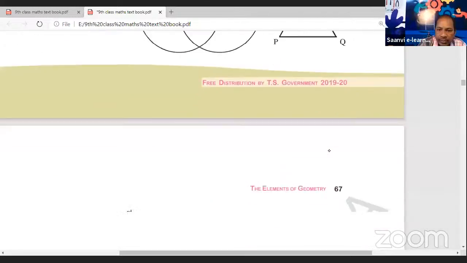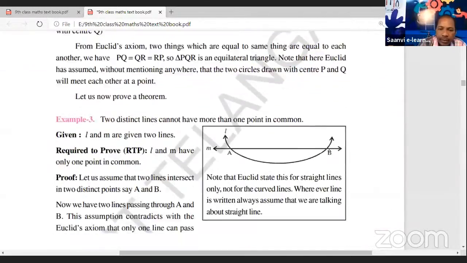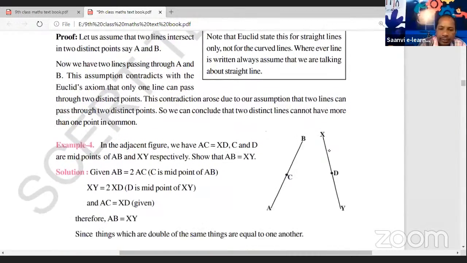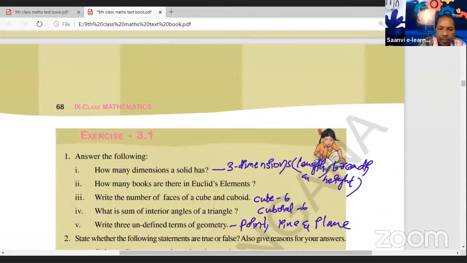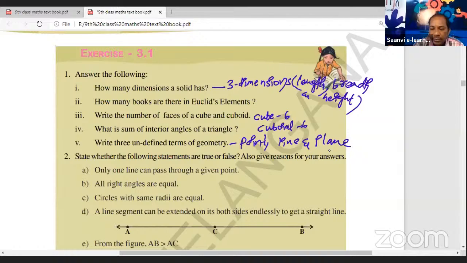So what is the correct statement? We can draw many lines through the given point. So right there. Okay. So write the answer. It is false. So write the reason. We can draw many lines through the given point.